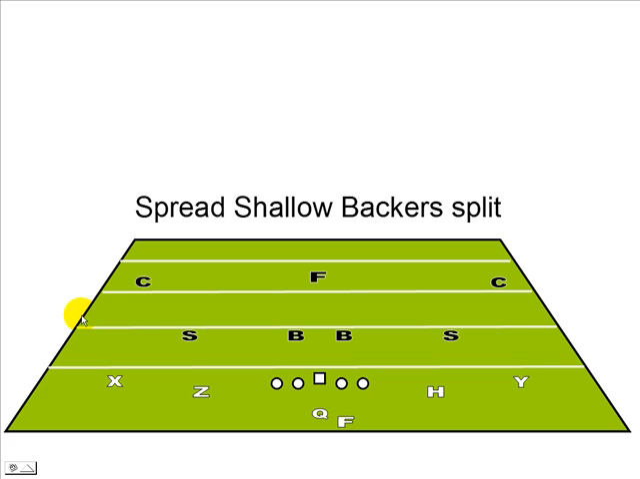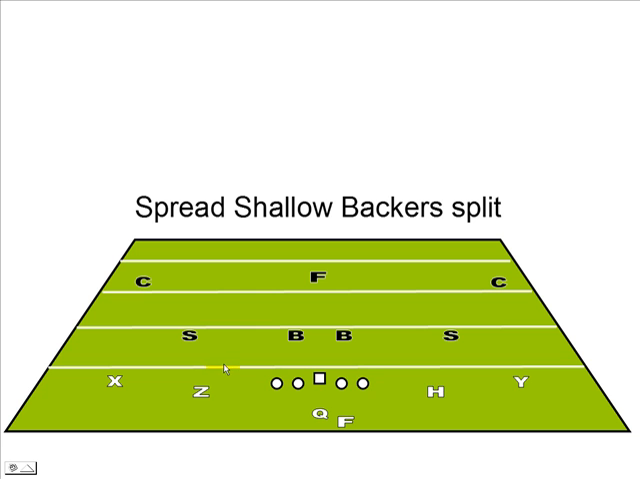All right, here's our shallow concept versus our backer split. We run our shallow concept. We like to watch these two backers or anybody inside based on what they do. Of course, it all changes up versus multiple backers in the box. But right here, we're working at a 3 over 4 under look. We're going to read these backers right here.